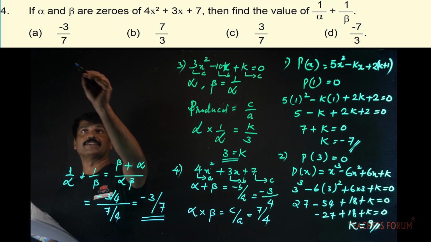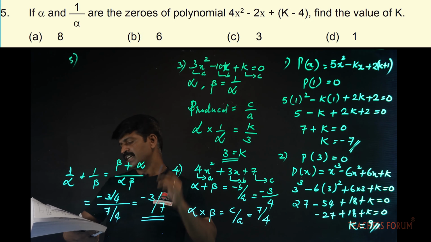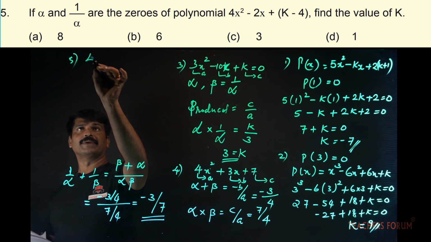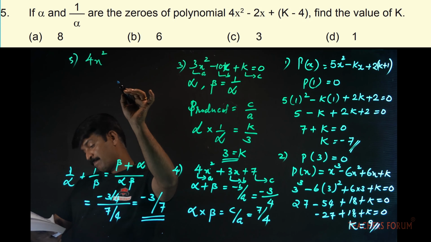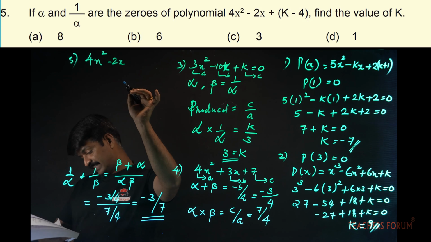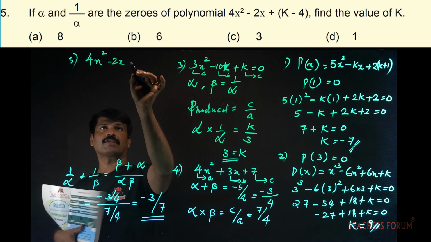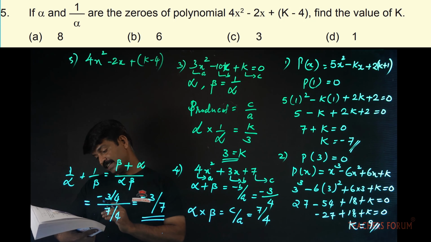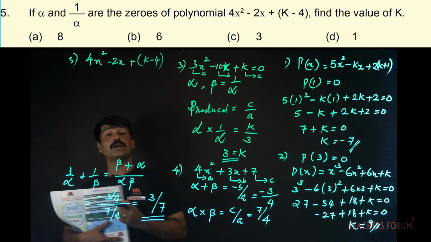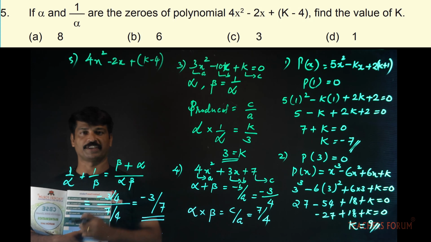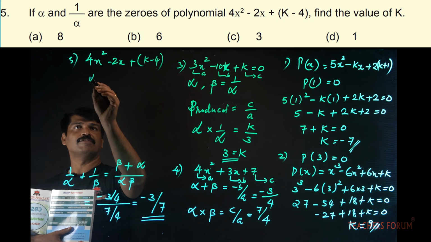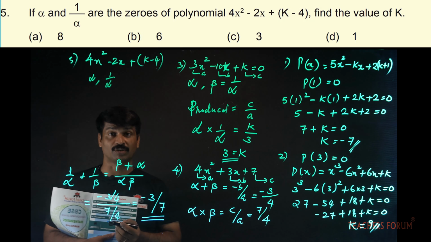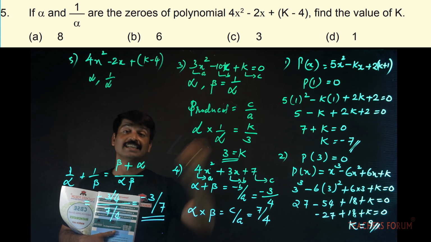Now, let us solve the fifth question. The fifth one is, if alpha and 1 by alpha are the zeros of the polynomial 4x square minus 2x plus k minus 4, it's a quadratic polynomial. You have to find the value of k if alpha and 1 by alpha are the zeros. Now, the zeros are alpha and 1 by alpha. You know the formula to find the product of zeros? Product of zeros is equal to, we have seen that, c by a.